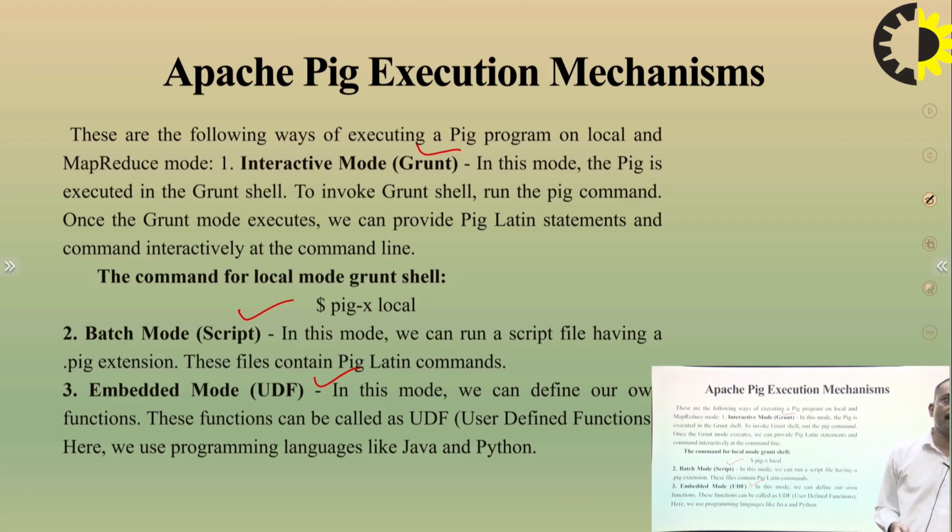The second one is batch mode or script mode. In this mode, we can run a script file having a .pig extension. The files stored in Pig have a .pig extension, and these files contain Pig Latin commands. So we can run these files, and the Pig Latin commands contained in them, with the extension of .pig.